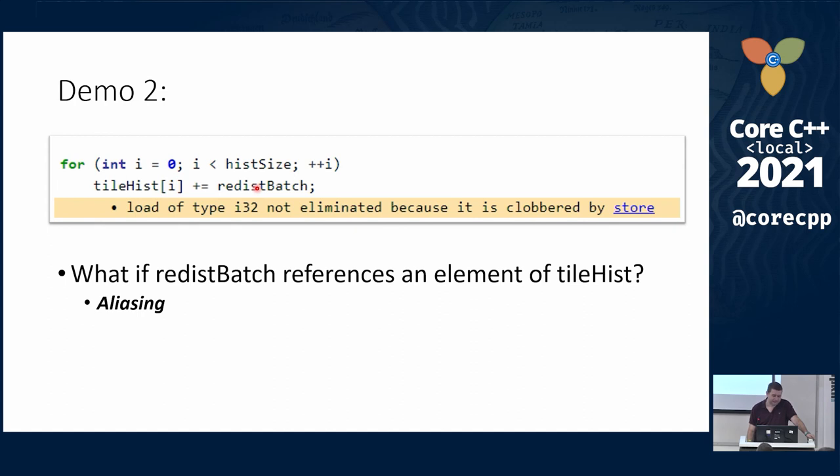No, actually, it's a small lie I'm doing here for simplicity. Redist batch is provably non-aliasing any of these. Actually, this line probably refers to hist size. I was hoping not to go into this. Hist size could be aliasing, the loop boundary could be aliasing one of these. But it doesn't matter for your question, because decorating either one with const does not help.